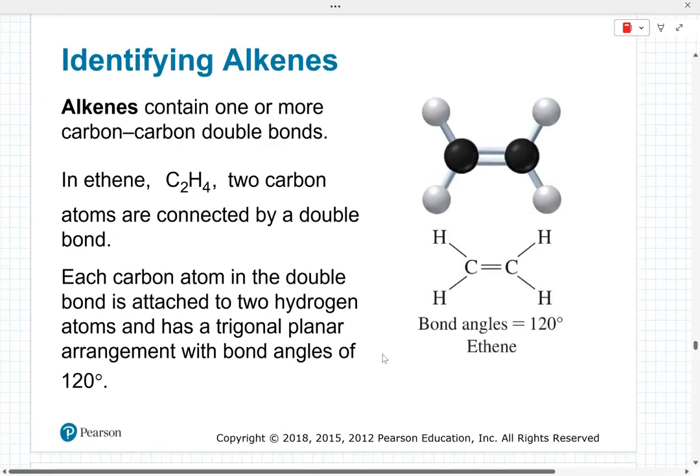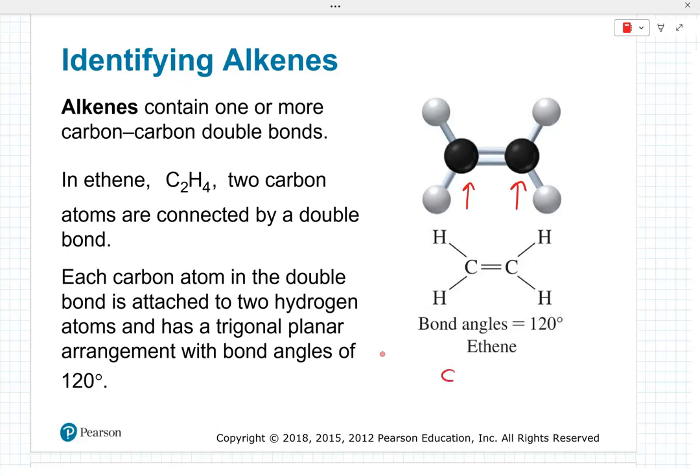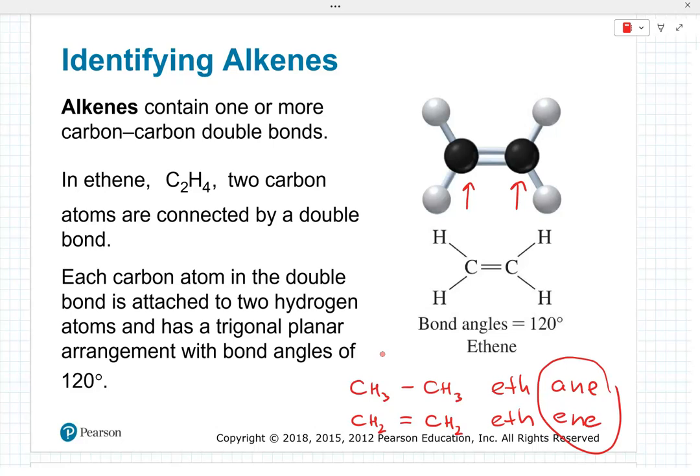So alkenes, this is the simplest one because unless you have a double bond, you cannot be an alkene. It is ethene. So you see the difference between this compound, ethane, and this compound, ethene. It's the ending.